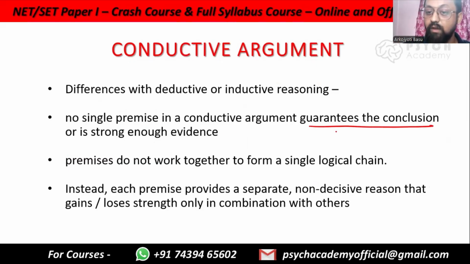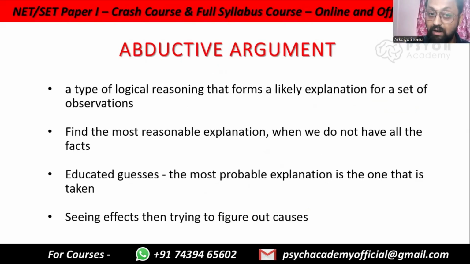In deductive reasoning, you have all-or-none statements. One single premise is extremely strong. Here, premises do not work together to form a single logical chain. Instead, each provides a separate, non-decisive reason that gains or loses strength only in combination with others. Please remember, conductive is neither deductive nor inductive.